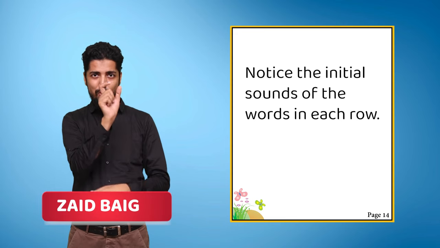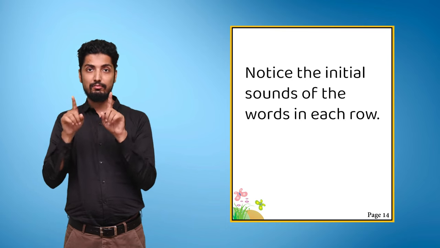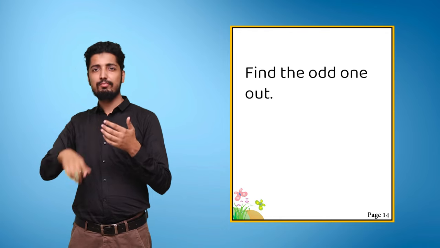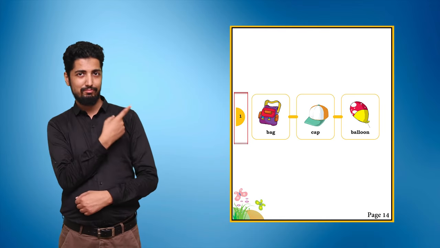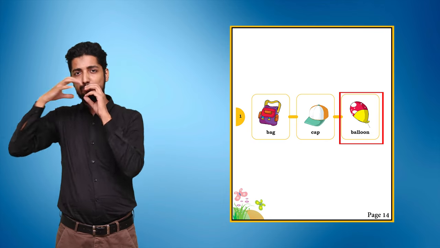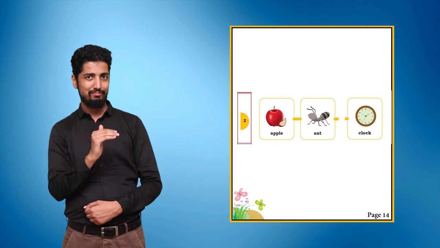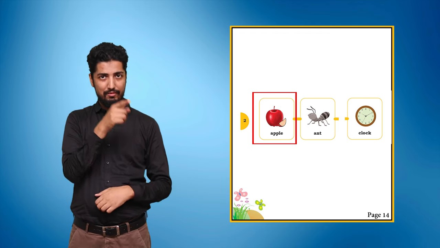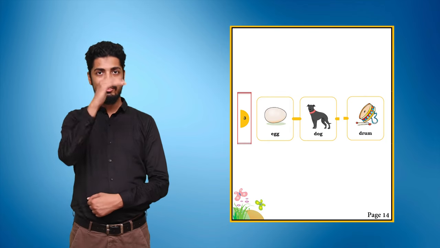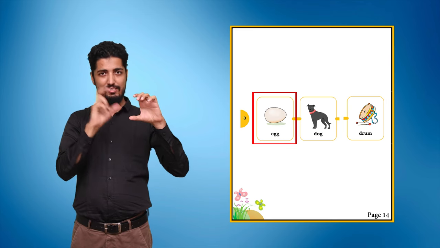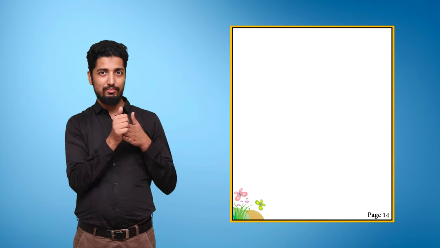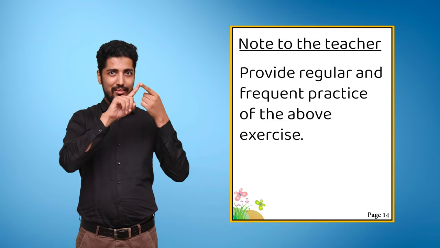Notice the initial sounds of the words in each row. Find the odd one out. Row 1. Bag, cap, balloon. Row 2. Apple, ant, clock. Row 3. Egg, dog, drum. Note to the teacher. Provide regular and frequent practice of the above exercise.